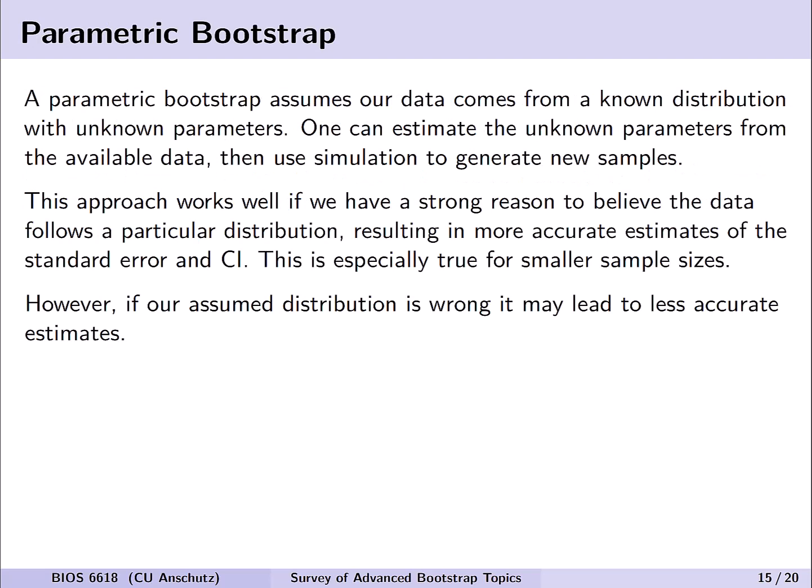And the first to point out is a parametric bootstrap. Now this is interesting. This is the exact opposite of that nonparametric one, because we're actually going to make assumptions that our data comes from a known distribution but with unknown parameters. The idea is that one can then estimate your unknown parameters from the available data and then use the simulation to actually generate new samples to estimate the variability of. Now, this approach works really well if you have a strong reason to believe the data follow a particular distribution, resulting in more accurate estimates of your standard error and confidence intervals. And this is especially true if you have smaller sample sizes where a nonparametric bootstrap may struggle. The trade-off we're making here, though, is if our assumed distribution is wrong, it can lead to actually less accurate estimates and other issues.